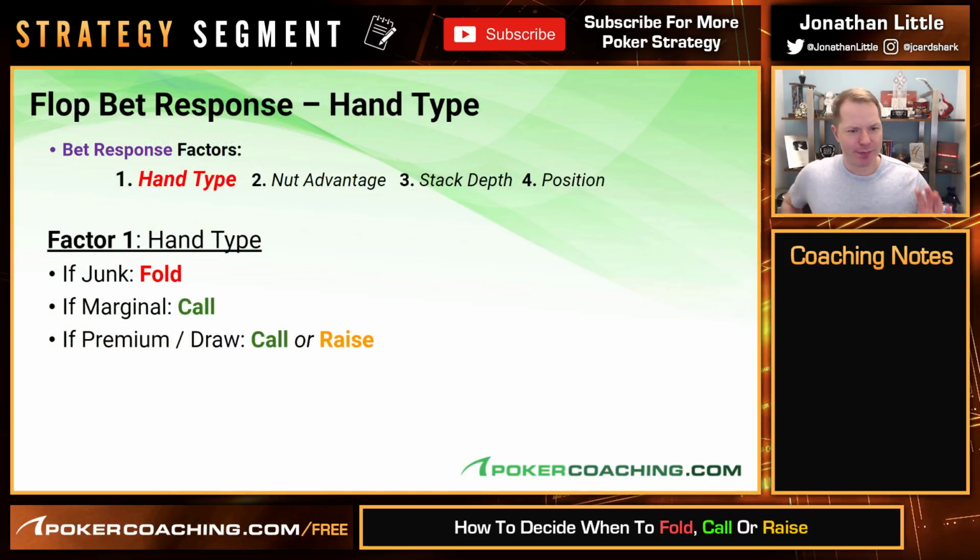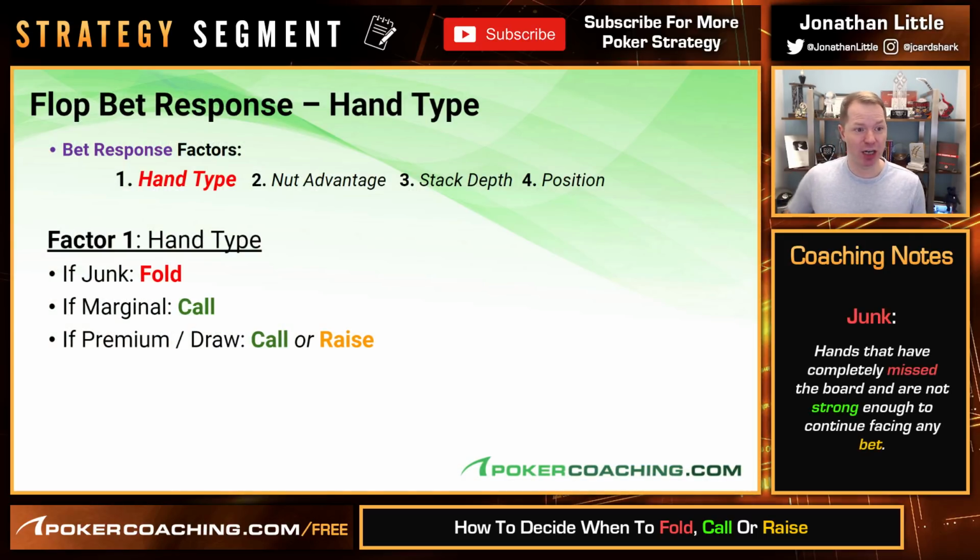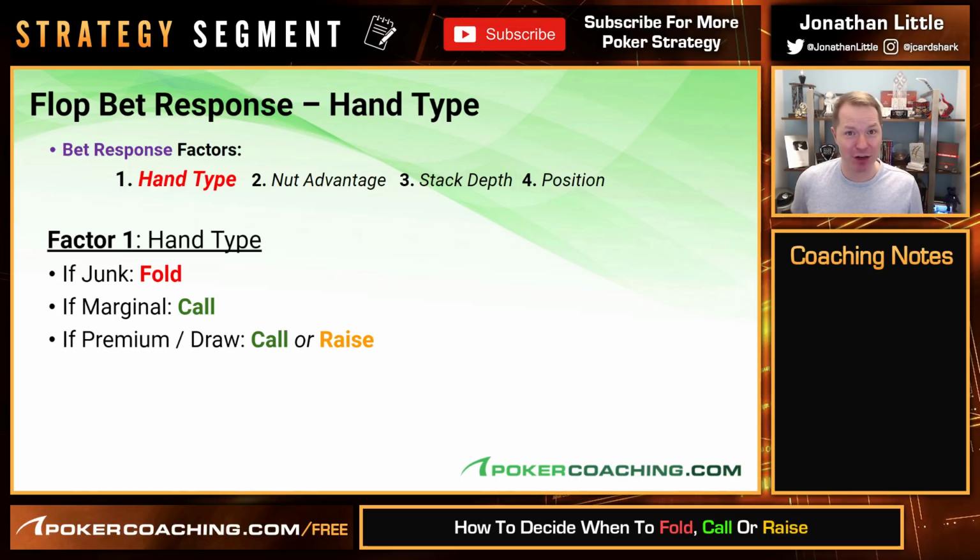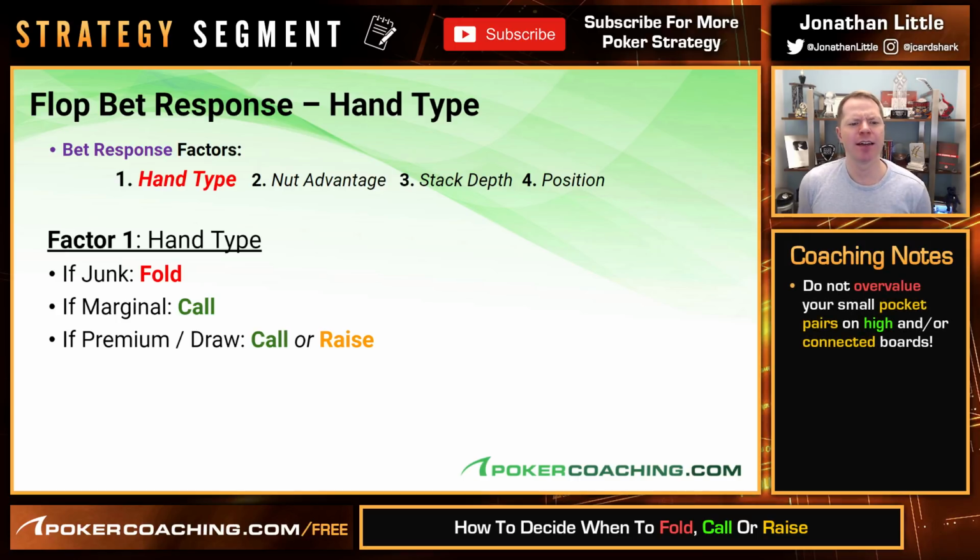So factor number 1 is your hand type. If you have junk, what is junk? Junk is a hand like 1 overcard and no backdoor draw whatsoever. Or a really, really bad pocket pair on a board like Jack 10-9, like pocket 2s on Jack 10-9, is junk. These hands are just going to fold. Simple as that. You don't need to be running insane bluffs with total garbage. Just get out of the way.